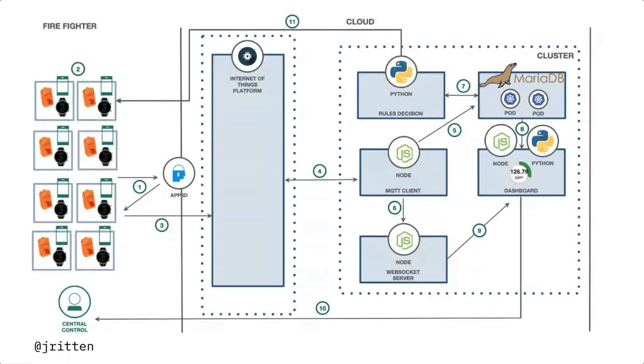Number 6, you can see the client also sends some data to a WebSocket server. A WebSocket server in Kubernetes is pretty interesting. The dashboard is connected to the WebSocket server, so it knows when data is coming in, and it's going to show a whole bunch of graphs, line charts, gauges, and different widgets to show you the data coming in live.